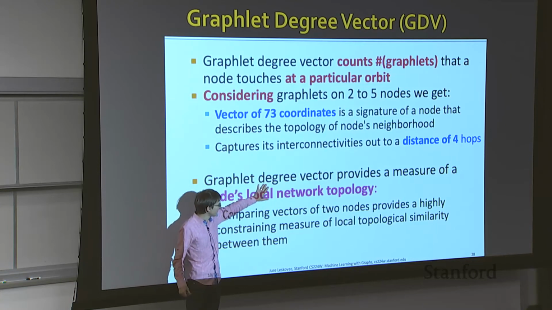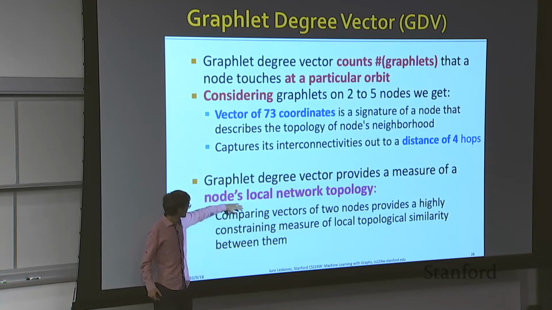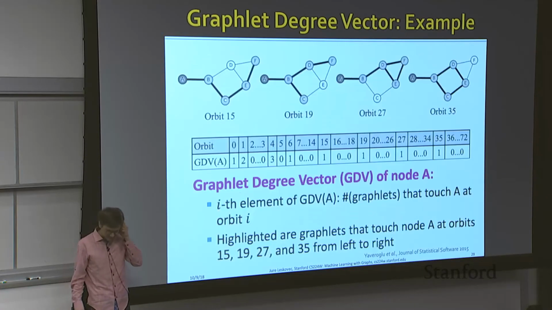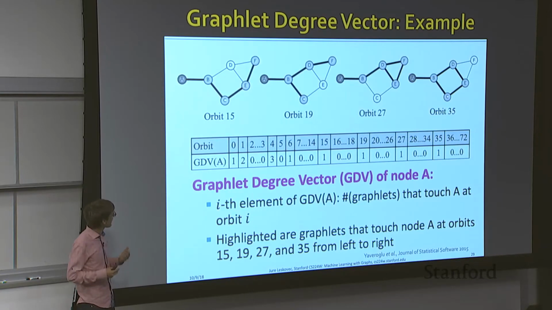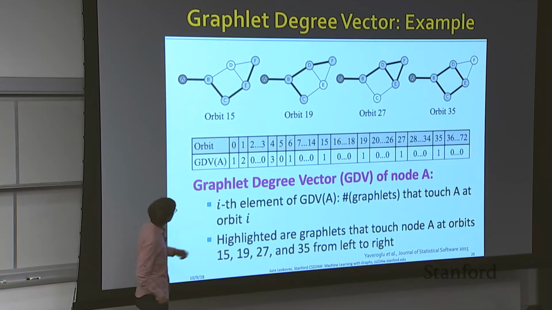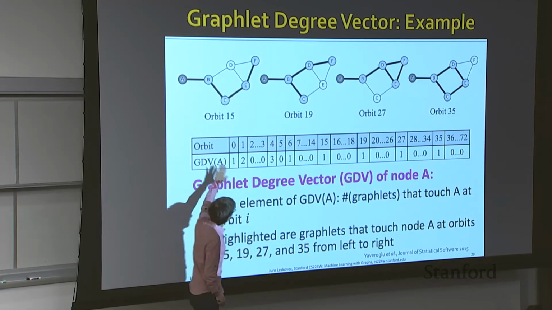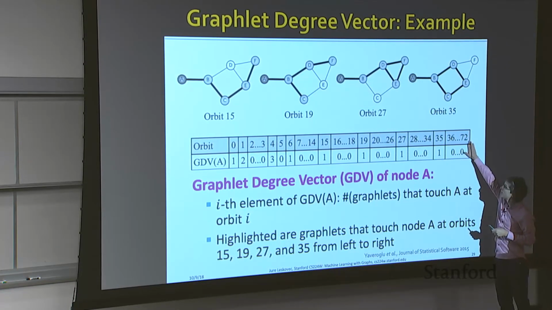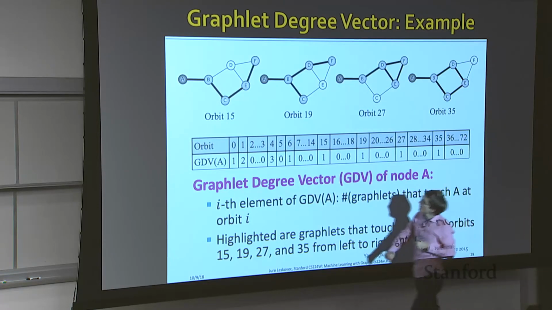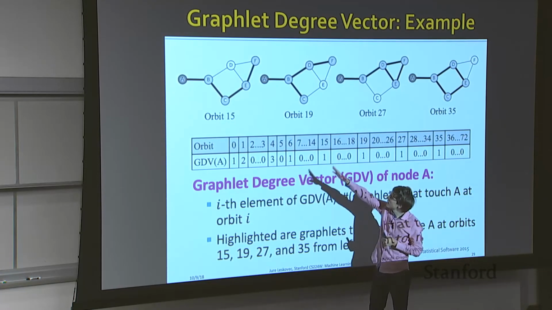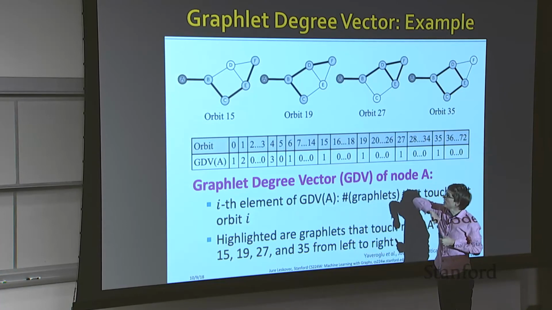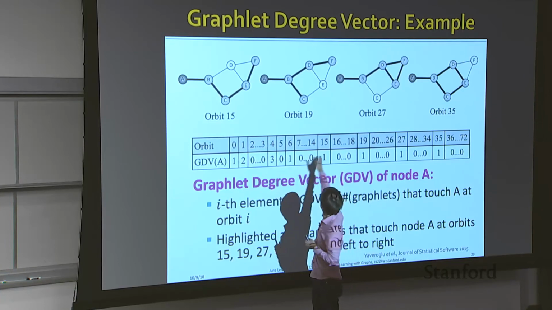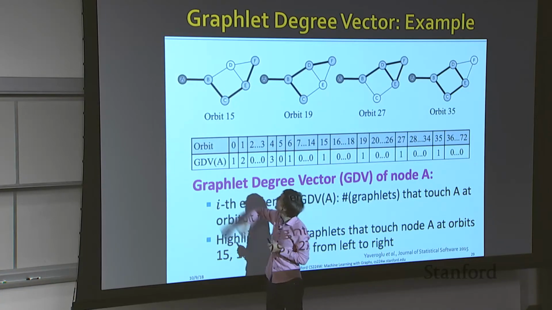Essentially, this graphlet degree vector provides us a measure or characterization of nodes' local network topology. And just to clear out any confusions, what I want to show here is now for a different graph, its graphlet degree vector of length 72. And here are different examples of instances of a given graphlet and orbit for the node A, right?